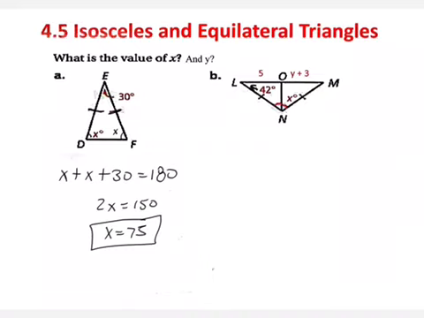So if this is the line bisecting that angle, we know that it's also going to be perpendicular to the base, and it's going to bisect the base itself. So to solve for y, we're going to take 5 equals y plus 3. We'll subtract 3 naturally, and we get y equals 2.